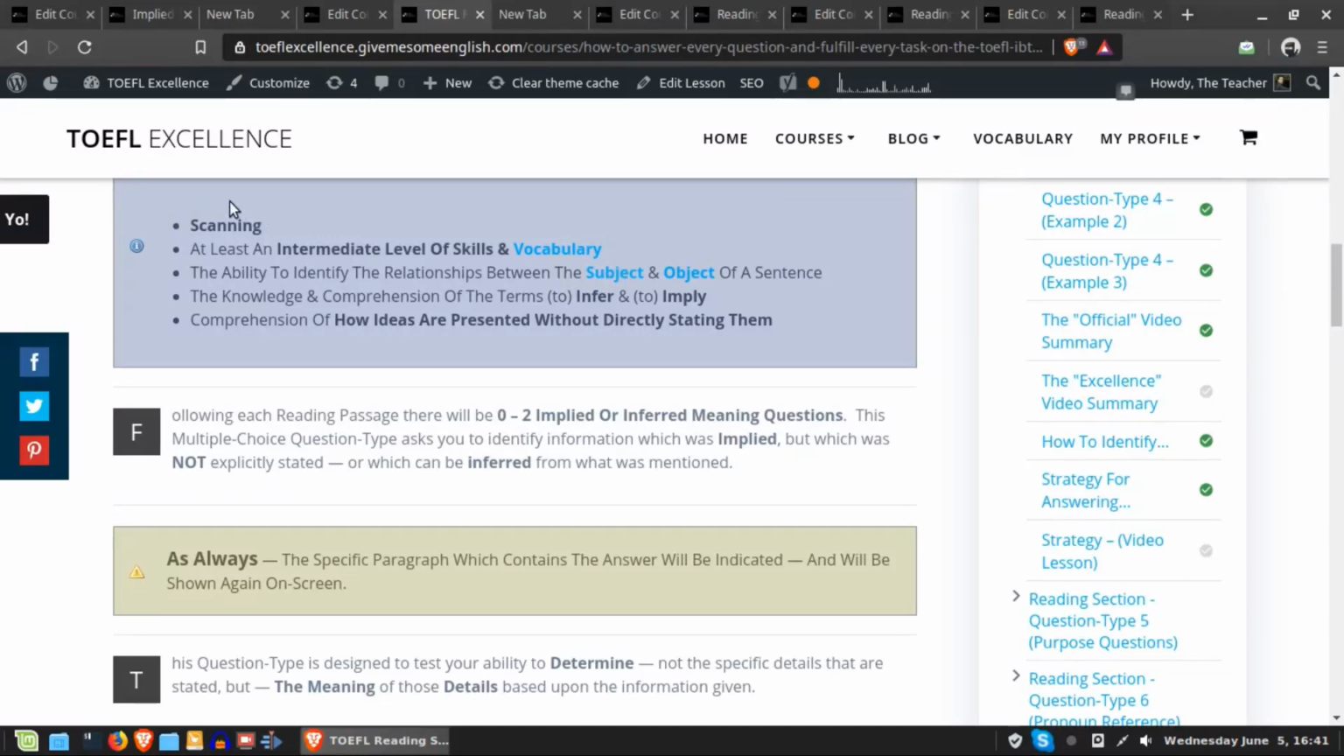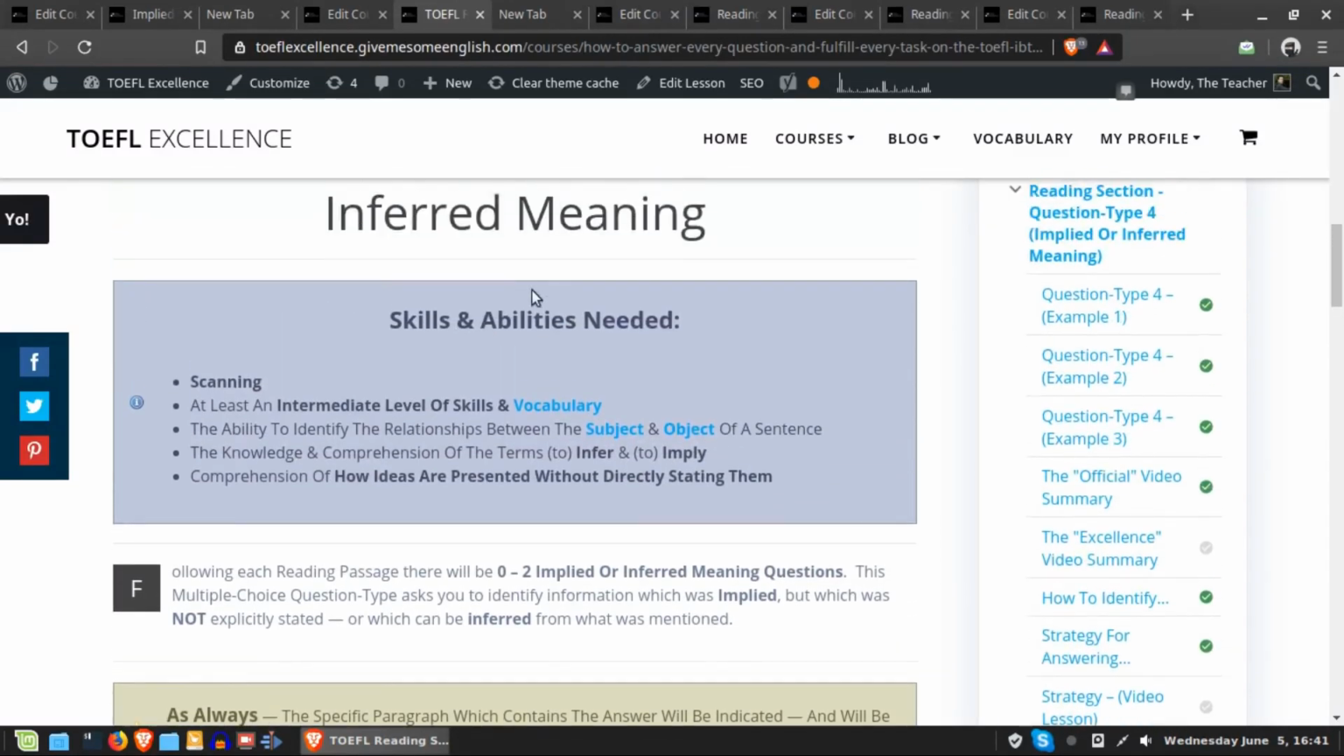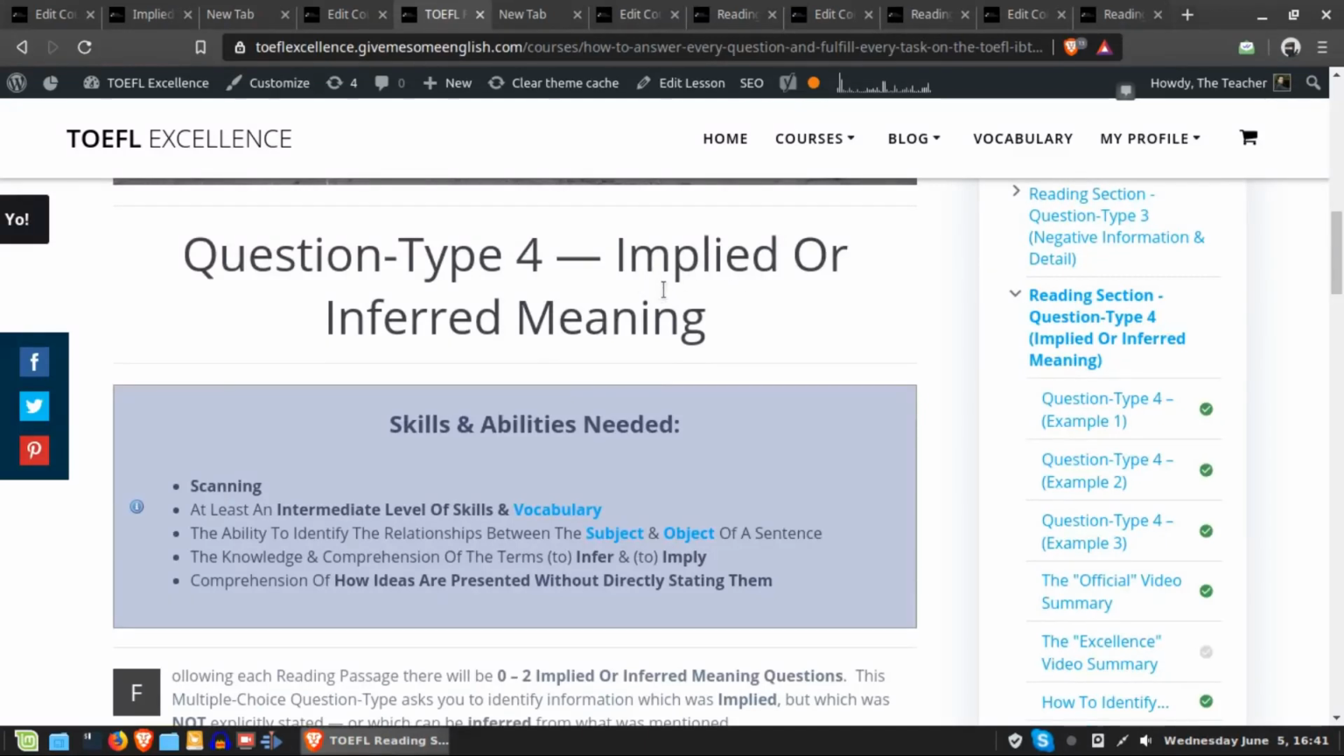You will also need to have the ability to scan for specific information. Now, you also need to know what is the meaning of the word implied or inferred. The writer will state something in the reading passage, and because of that information, you can make an inference, which is a logical conclusion based upon the meaning which is implied. A lot of times when we're communicating something to someone, we can give them the meaning about something without directly stating it. And that's what this question type is testing. It's testing our ability to understand the meaning of something which was not directly stated.